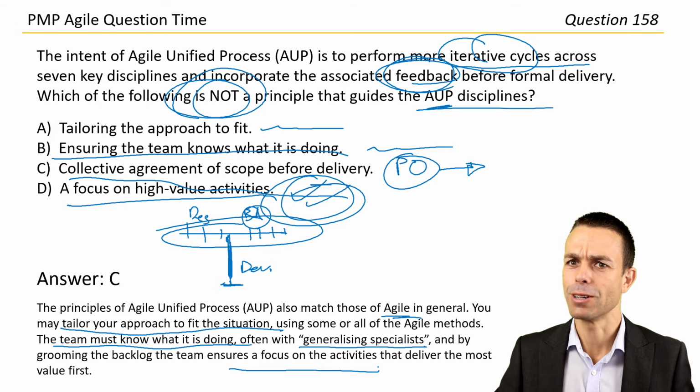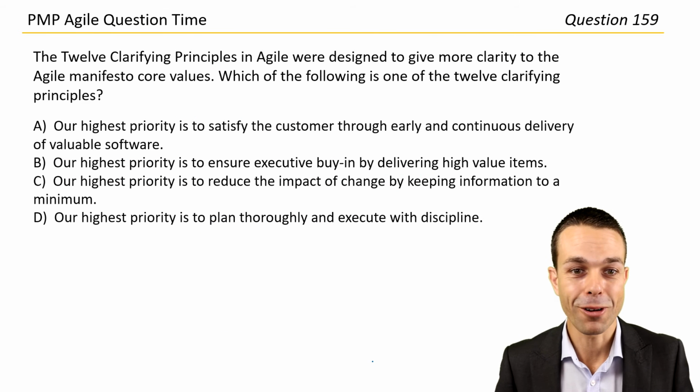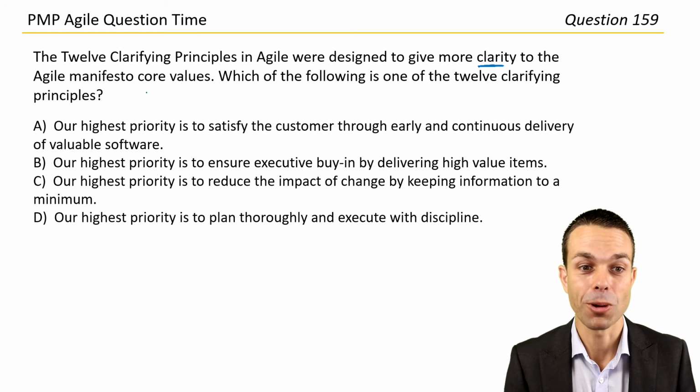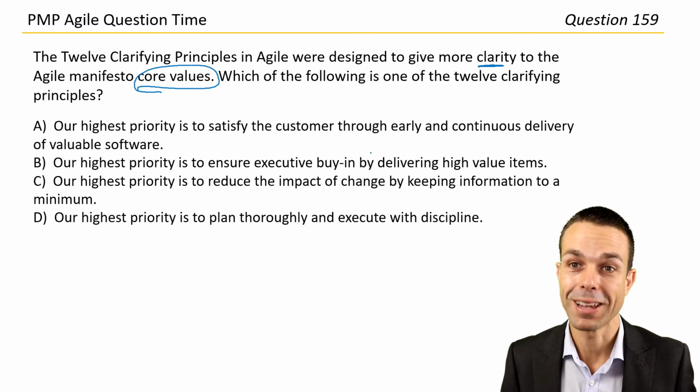All right, that was a very tough one. I'm glad we did that. Let's check out the next question. The 12 clarifying principles in Agile were defined to give more clarity to the Agile Manifesto and core values. Which of the following is one of the 12 clarifying principles?